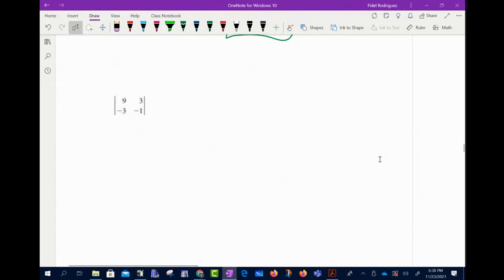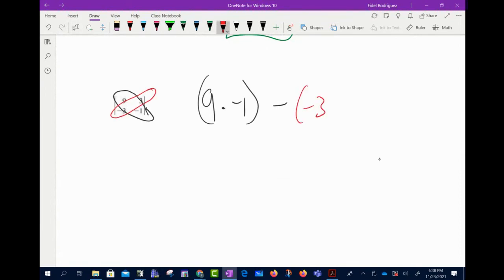All right, same thing here with this one. I'll go through the same process again. So we're going to go 9 times negative 1 minus, we're going to multiply these right here, negative 3 times 3. So 9 times negative 1 is a negative 9 minus negative 3 times 3 is also a negative 9. And so minus and minus become plus, and there's my 0.